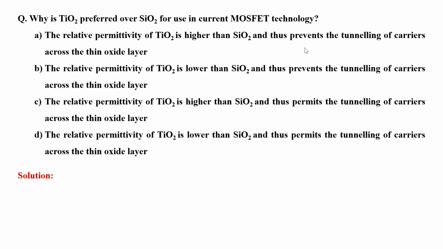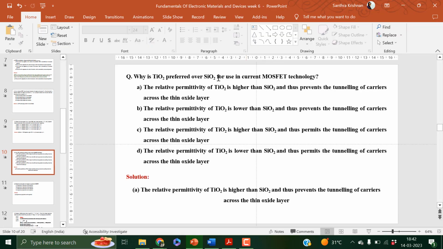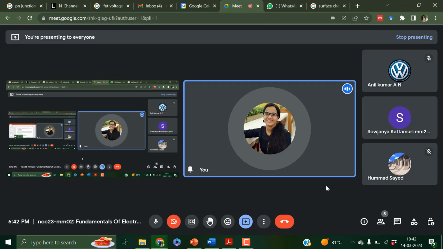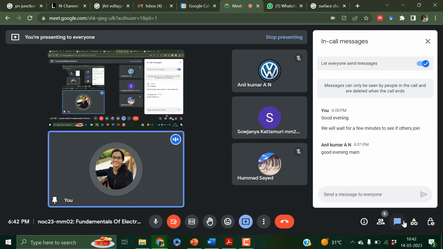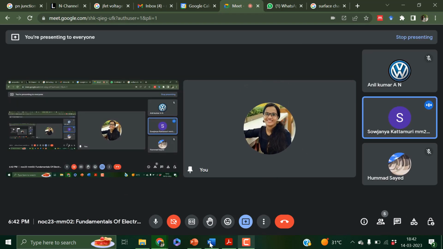Ma'am, here TiO2 and SiO2 are the oxides, so the oxide layer should be higher, and only then the tunneling will not happen. The relation between the oxide layer and permittivity, I don't know, ma'am. Instead of thinking about the layer, you can think based on the dielectric constant part.